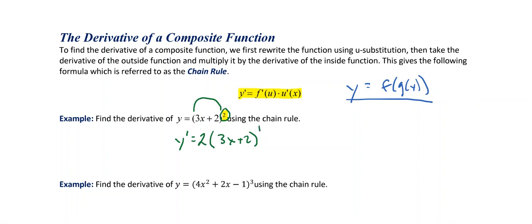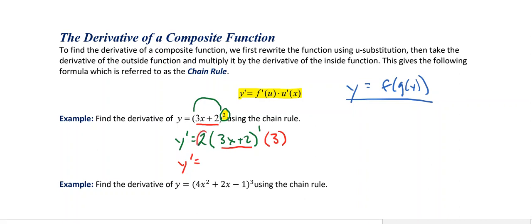And now here's the chain rule part. Remember, this is my inside function, the 3x plus 2. We now take the derivative of what's in the parentheses, that is the inside function. And the derivative of 3x plus 2 is just 3. And that is the derivative. But of course, as always, we're going to clean it up a little bit. I can multiply this 2 times the 3 to get 6 times 3x plus 2, which is just to the first. And so that then becomes 18x plus 12.